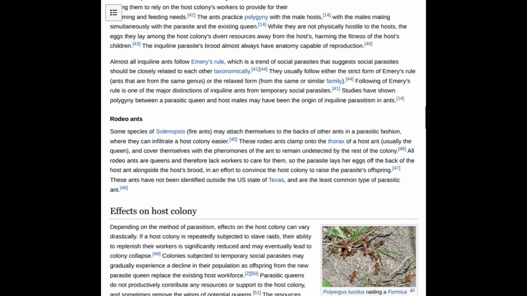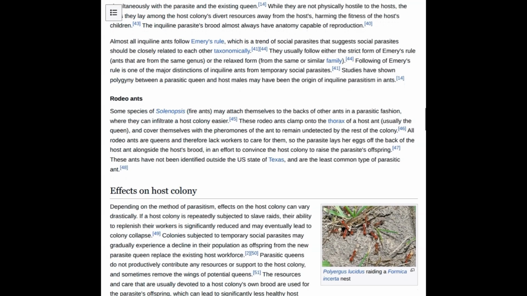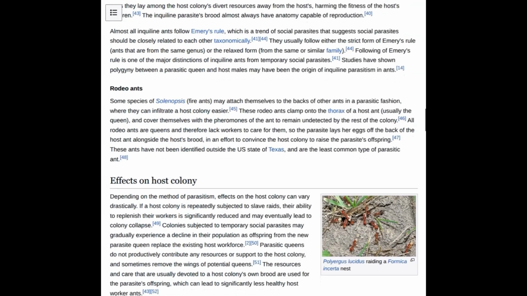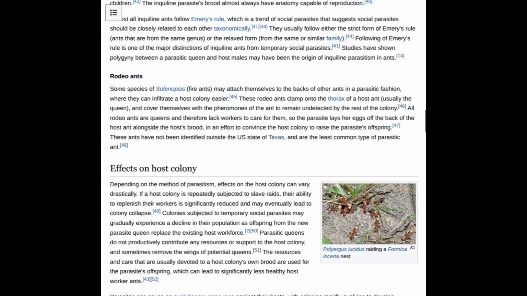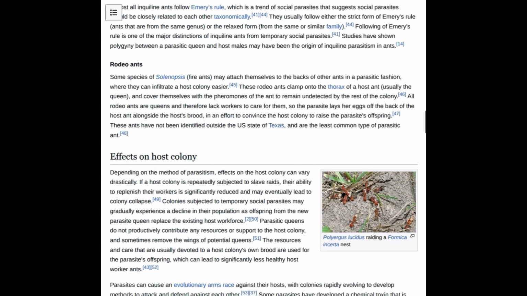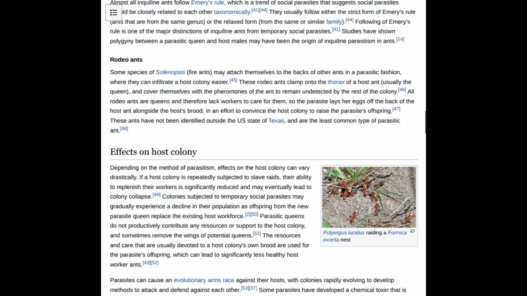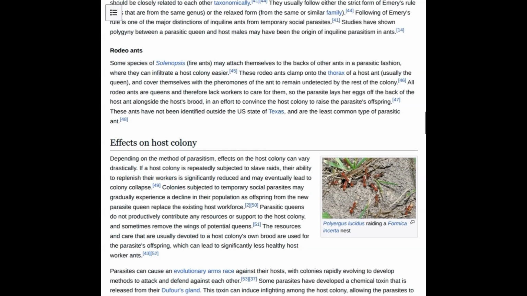Rodeo ants. Some species of Solenopsis, fire ants, may attach themselves to the backs of other ants in a parasitic fashion, where they can infiltrate a host colony easier. These rodeo ants clamp onto the thorax of a host ant, usually the queen, and cover themselves with the pheromones of the ant to remain undetected by the rest of the colony. All rodeo ants are queens and therefore lack workers to care for them.